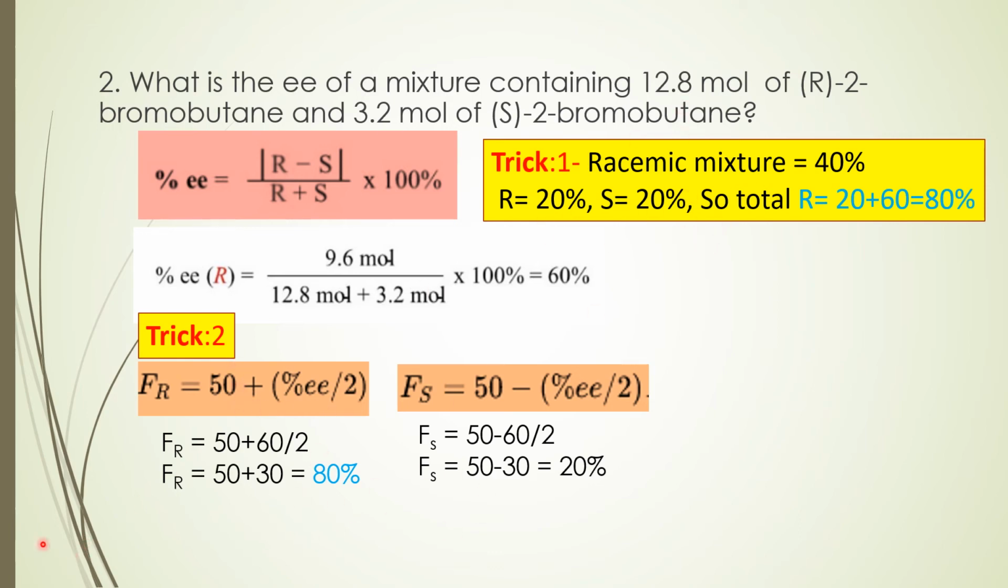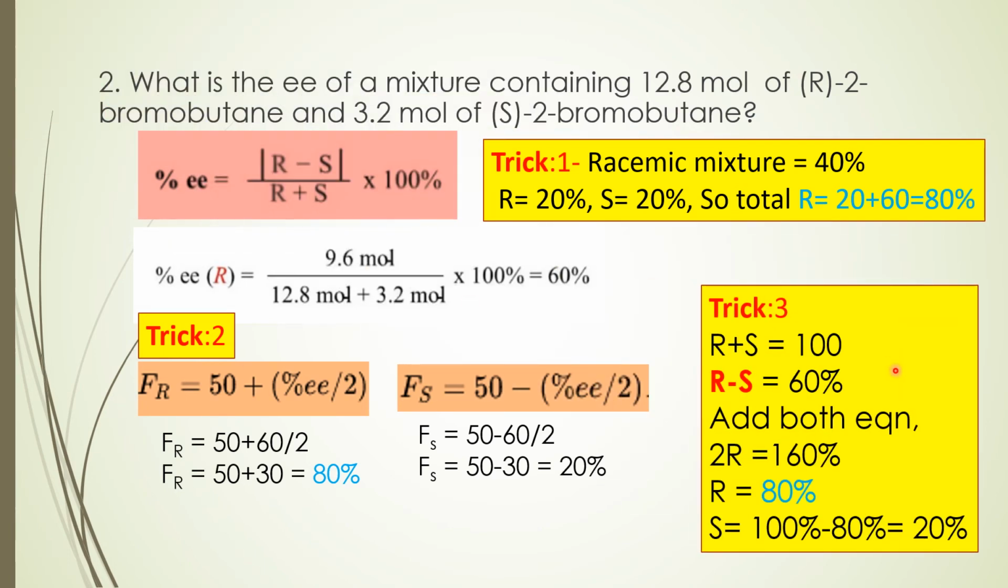And there is another, third trick also. I'll tell you what that is. We have to assume R plus S is always 100%. Okay, and if the given enantiomeric excess is for R, we have to take R minus S. If the given enantiomeric excess is for S, then S minus R. Okay, like that you have to do. That is the 60%.